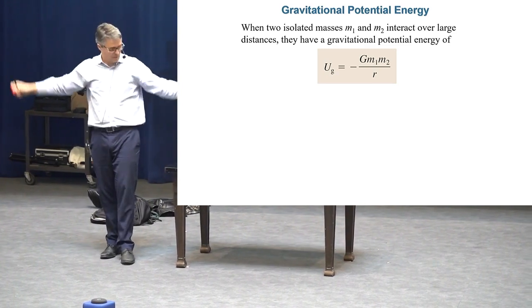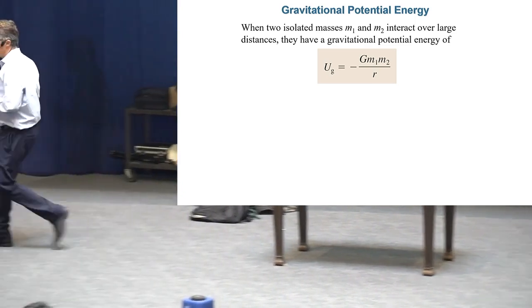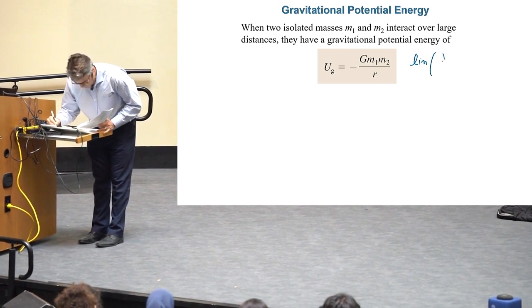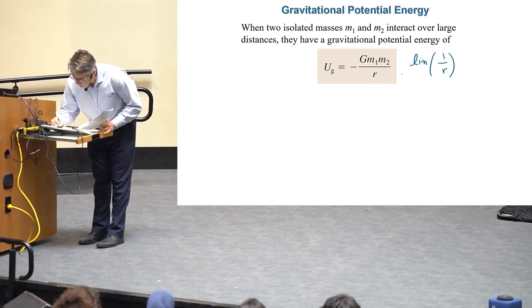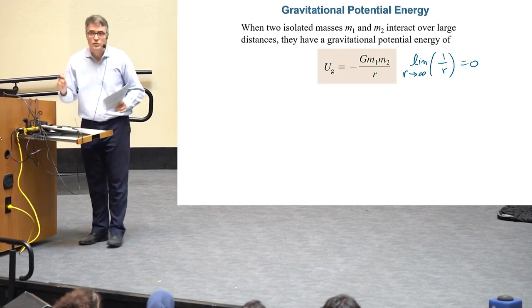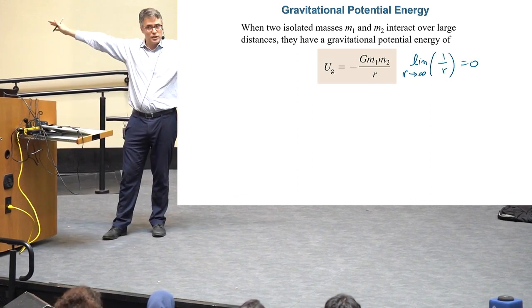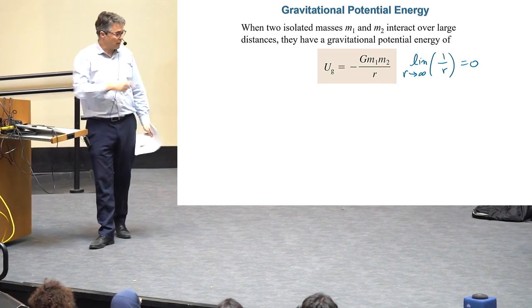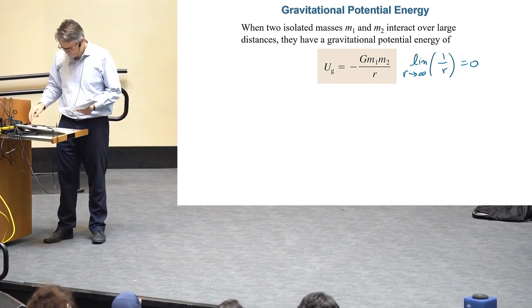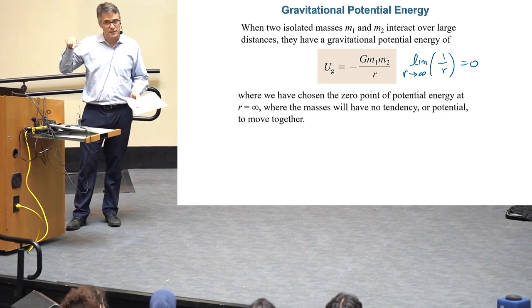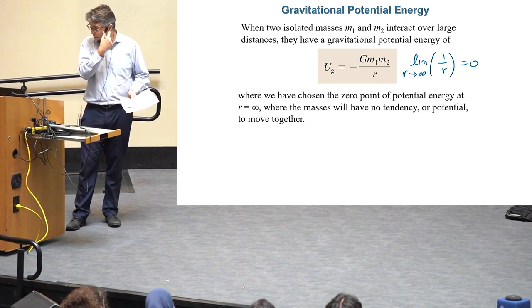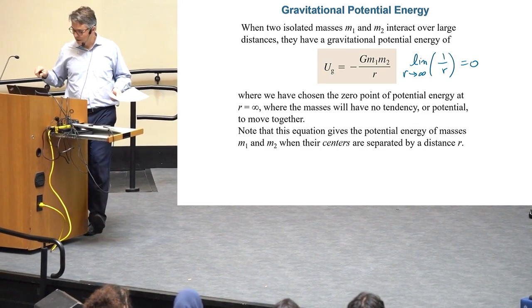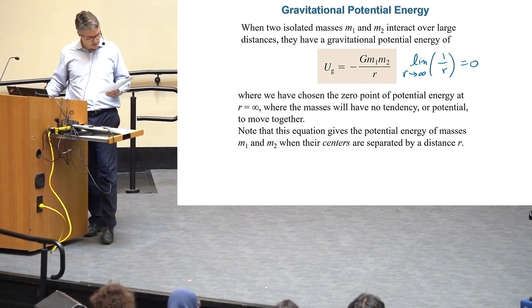I think there's a limit, right? The limit of 1 over r as r approaches infinity is equal to 0. So two objects would have 0 gravitational potential energy if they're infinitely far apart. And you get to 0 by starting off with some negative potential energy. So we have chosen the 0 point of this potential energy to be at r equals infinity, where the masses have no tendency or potential to move together. And then this gives the potential energy of masses m1 and m2 when their centers are separated by a distance r.